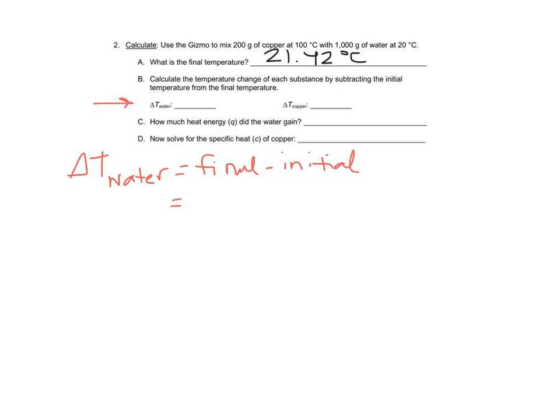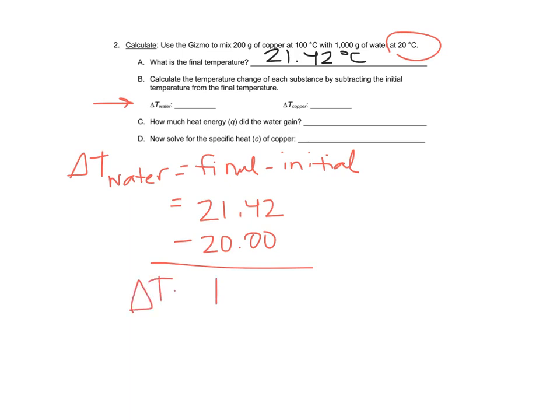And so our final temperature of the water was 21.42. And we're going to subtract 20 degrees, which is where we started, right? It's up here. So we end up with a temperature change, a delta T, of 1.42 degrees Celsius. So that's going to be our answer here, 1.42 degrees Celsius.